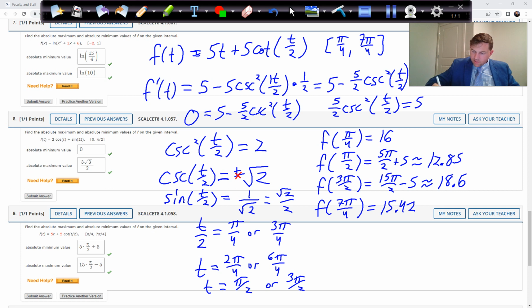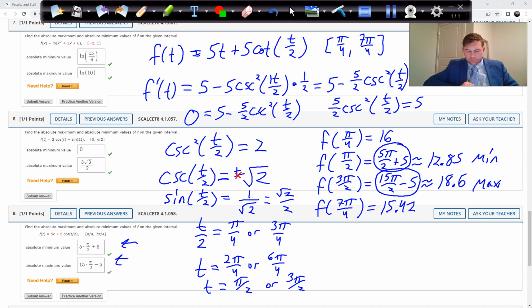So if you look at this, this is clearly the smallest number, this is the biggest number. So you'd record this as your max and this as your min. Vice versa. This is your min and the bottom one is your max, which is what I have here. Okay, and that's going to be problem 9.